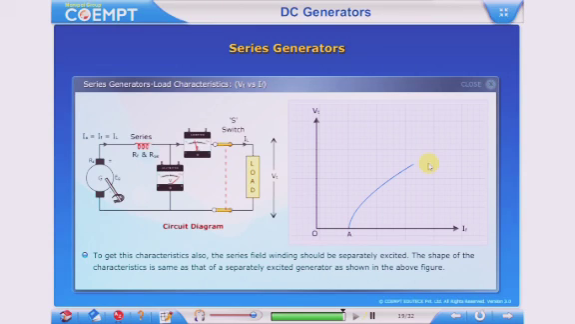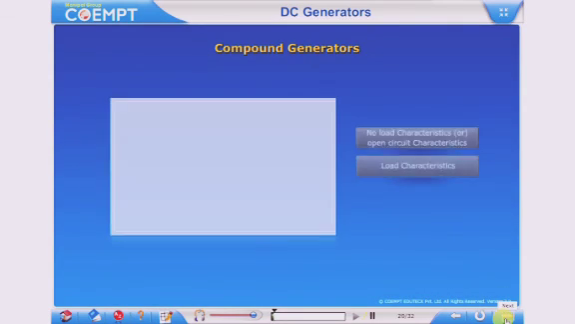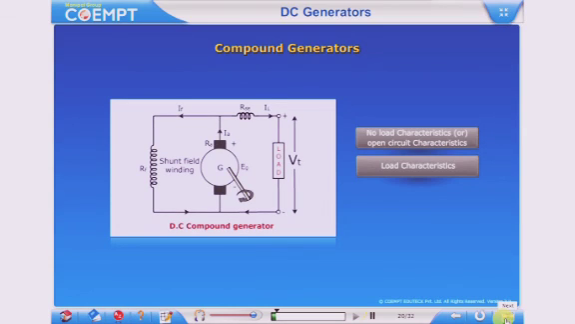For a short shunt compound generator, the series field carries no current when obtaining its no-load characteristic. Thus, the no-load characteristic of a long shunt or short shunt compound generator is the same as if it were a shunt generator.